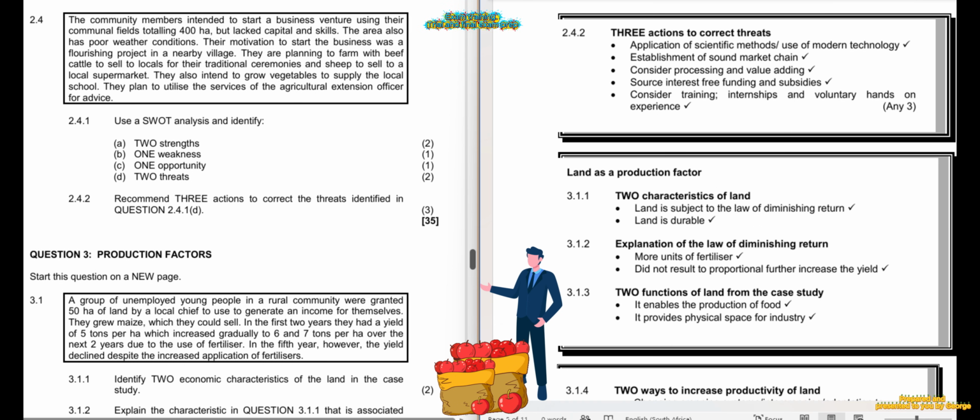2.4.2. Recommend 3 actions to correct the threats identified in question 2.4.1D. 3 actions to address threats include applying scientific methods or using modern technology, and considering processing and value adding.